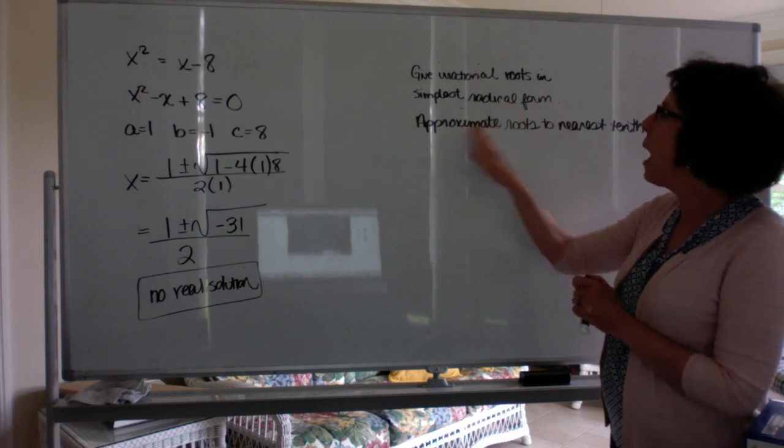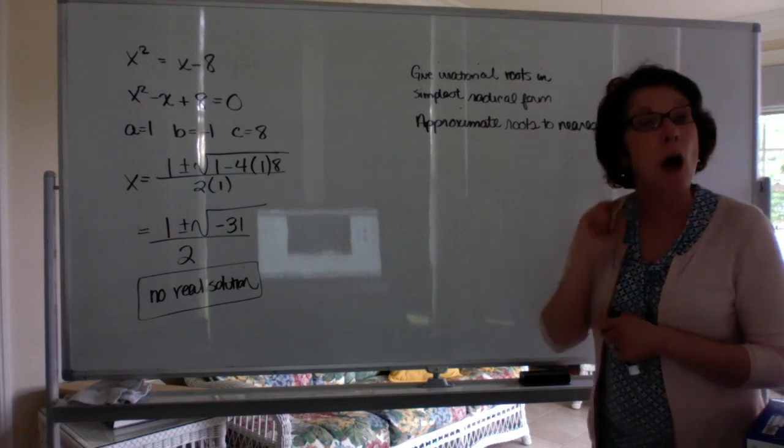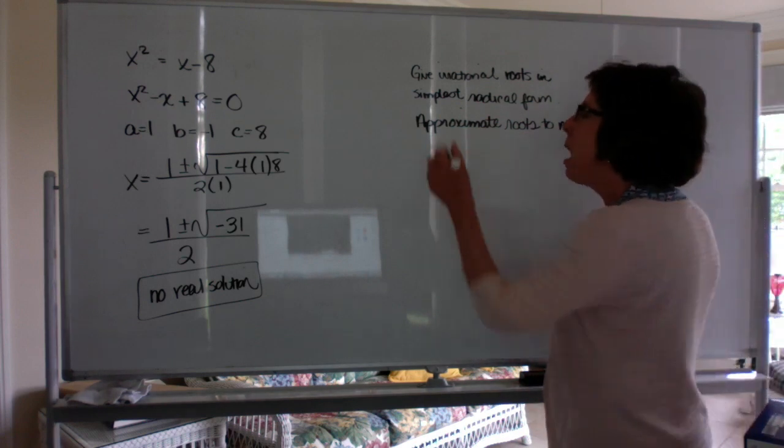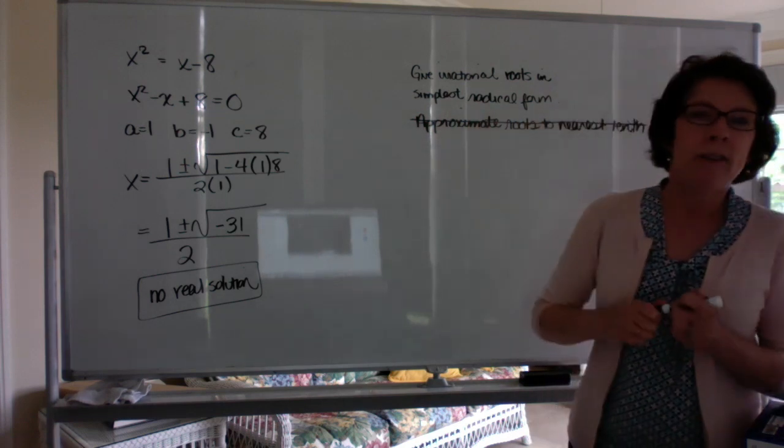Now, approximate your roots or your solutions to the nearest tenth. They want you to do that also. You do not have to do this part. You do not have to do that part. So you can leave that off.